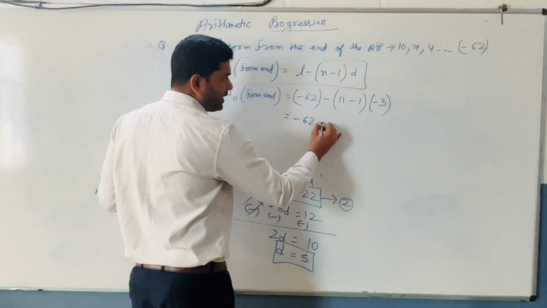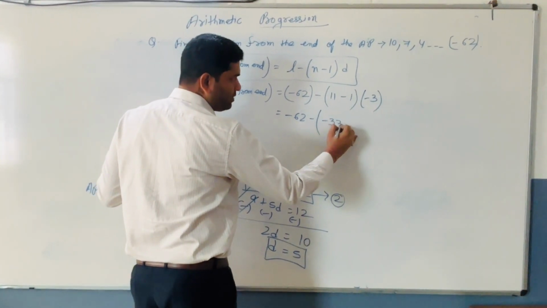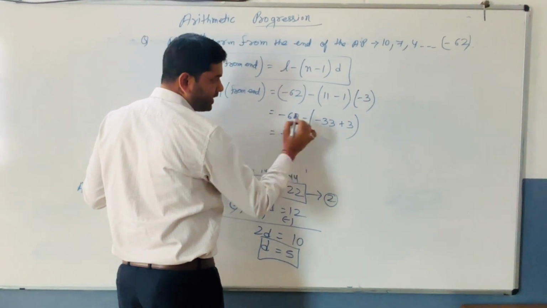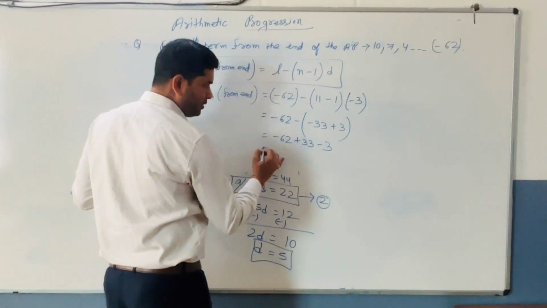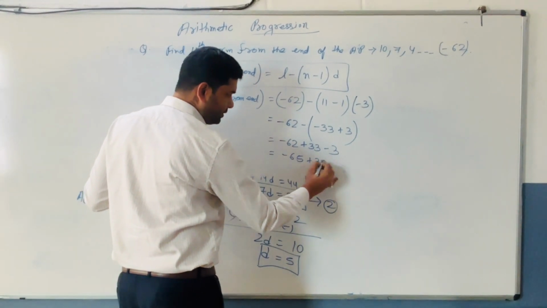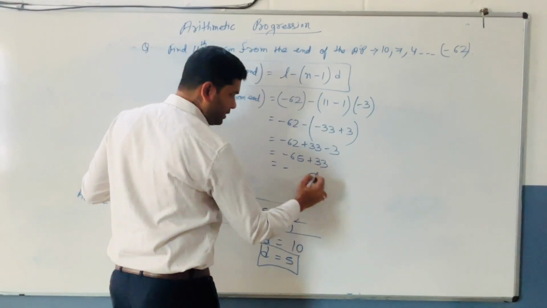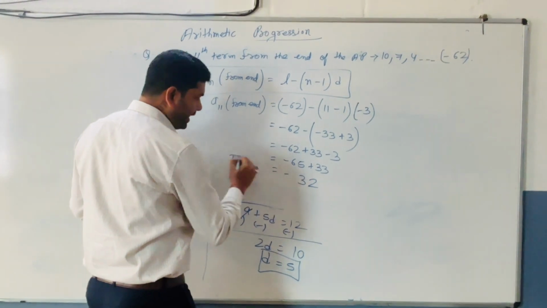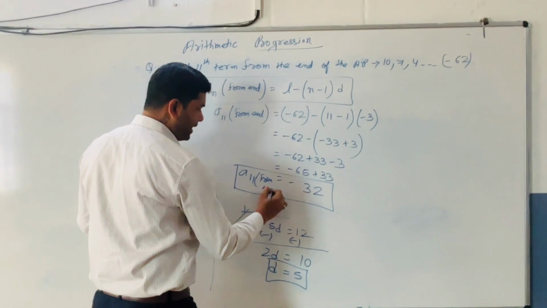Minus 62 minus, because this term we are going to multiply, so minus 33 plus 3. Again change the sign: minus 62, we have to change the sign because the minus sign is outside the bracket. So plus 33 minus 3. Here also subtract, so minus 65 plus 33. Minus 32 will be the answer. You have to write here in brackets, from end.